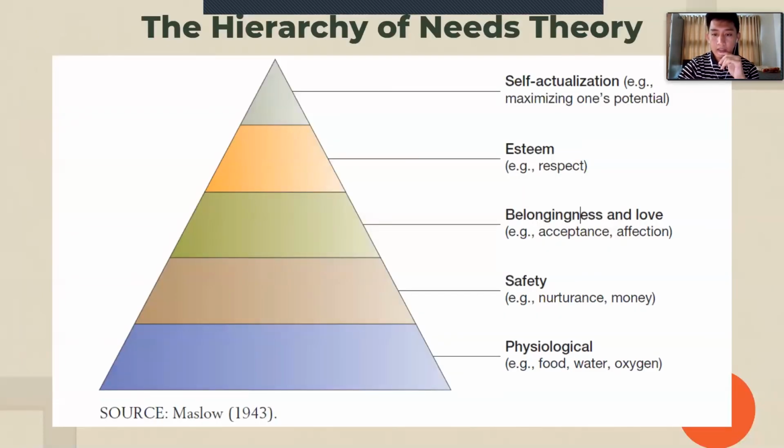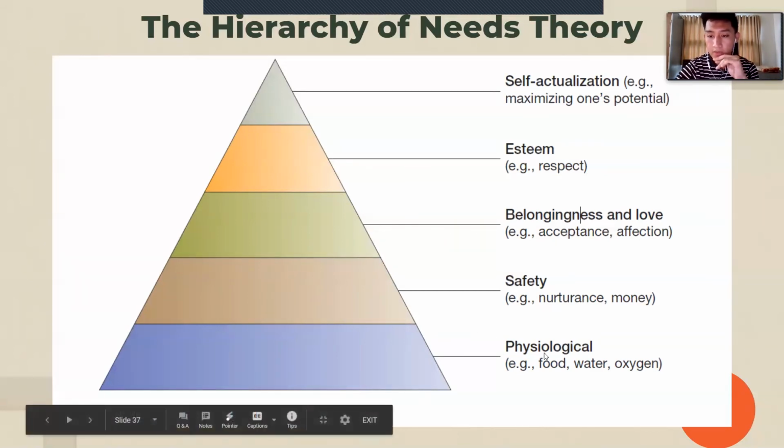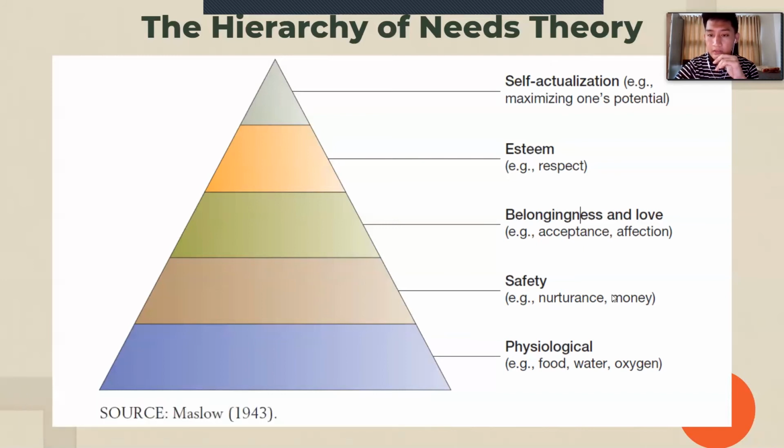In his theory, he teaches that there are 5 levels of needs people need to achieve before they move on to the next step. First one is physiological, which are food and water. Basically, what people need in order to live physically. Second one is safety, which includes assurance, nurturance, money, house, etc., which gives them feelings of safety.